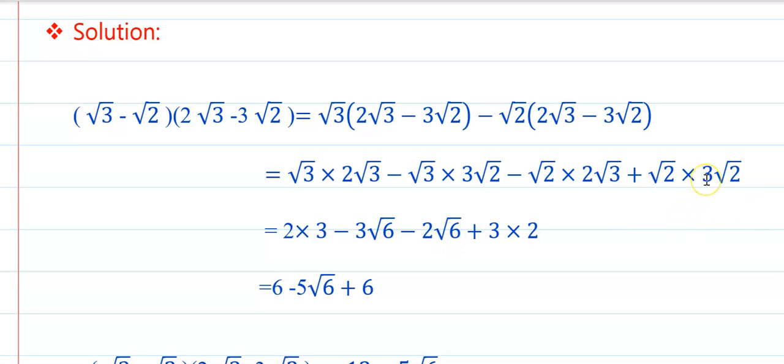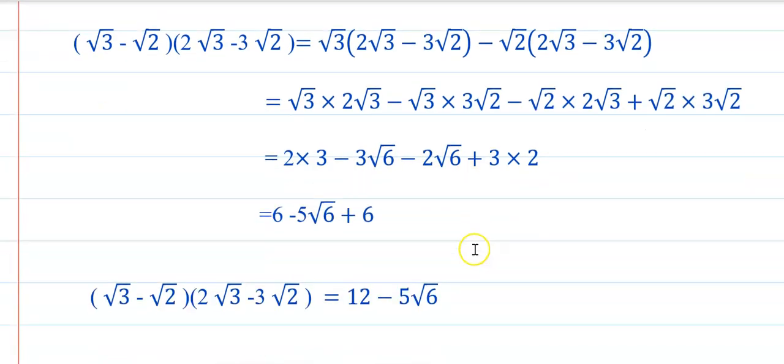And last, here is a 2, root 2 into root 2, that is 2. 2 into 3 makes 6. Now see this here: 2 into 3 is 6. What about here? Minus 3 root 6 and minus 2 root 6, you will get minus 5 root 6 plus 6. 6 plus 6 is 12. 12 minus 5 root 6. And in this way we get the multiplication.